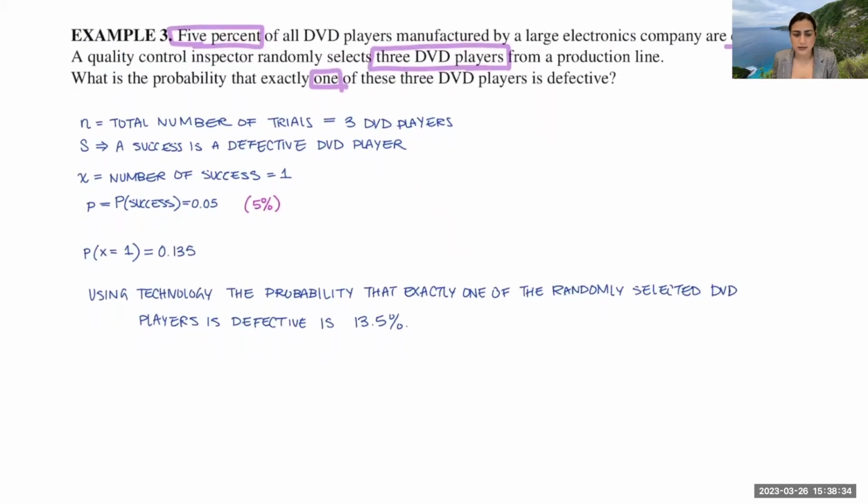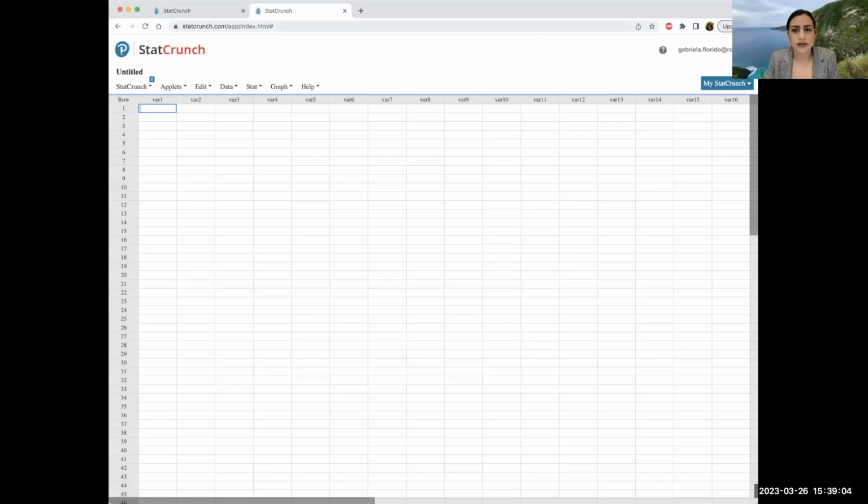Stop there for a second to catch up. I'm going to show you how to use StatCrunch as well. Okay, so let me show you how to use StatCrunch. I'm going to go ahead and stop sharing this. And then, hello. So I have StatCrunch here.